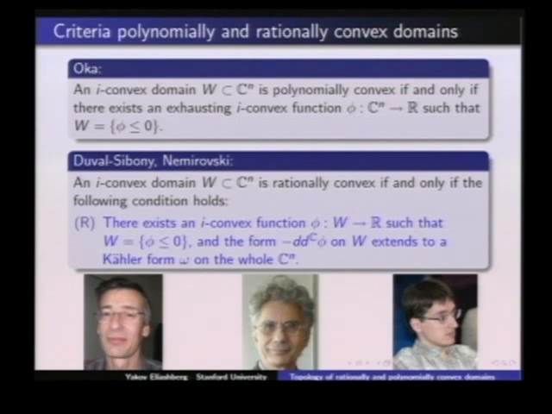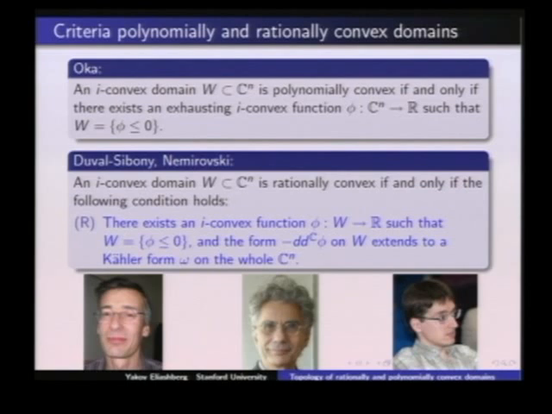So for rational convexity, there is a criterion going back to Duval and Sibony, with some kind of reformulation by Nemirovski, which says the following: a domain is rationally convex if you can find a defining J-convex function, which you cannot extend as a defining J-convex function to the whole space, but the corresponding form dd^c phi, or minus dd^c phi, the scalar form, extends as a Kähler form to the whole C^n.